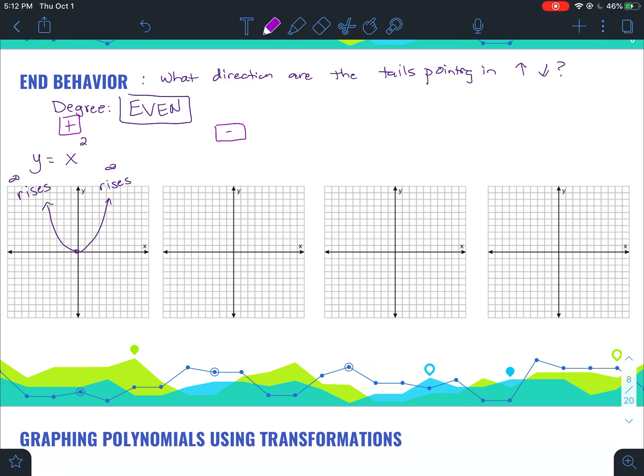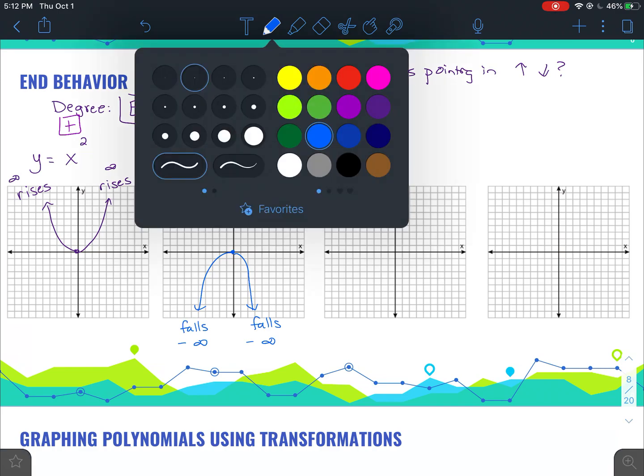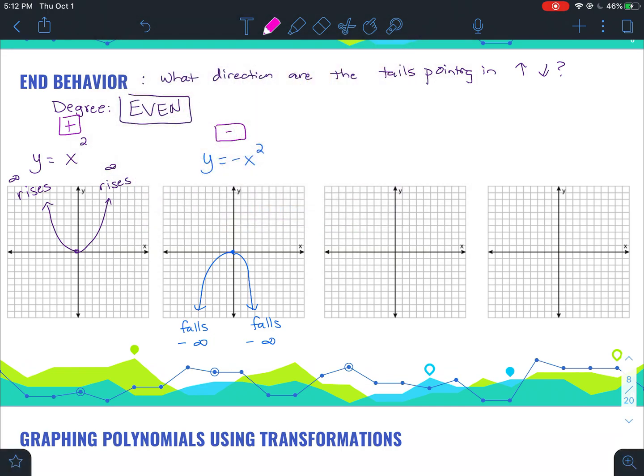What if it's an even degree and it's negative out in front? So y equals negative x squared. Well, we know that that's going to be a sad parabola. And we know that the end behavior for the sad parabola, well, look at those two tails. Those two tails fall and fall. So the end behavior is falls, falls, or you can say that they go to negative infinity, or it's down, down. So that's what happens if it's an even degree, so x to the second, x to the fourth, x to the eighth, x to the 10th. Any even degree will follow those same rules for the end behavior.